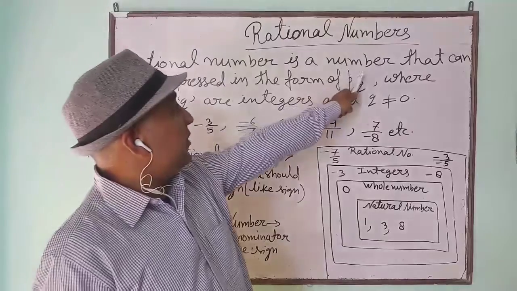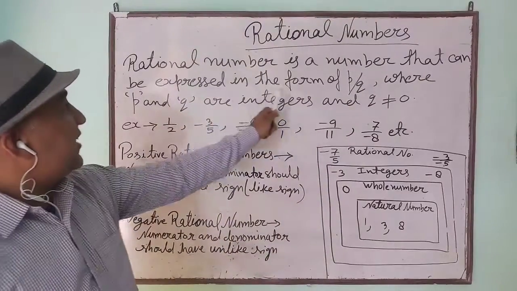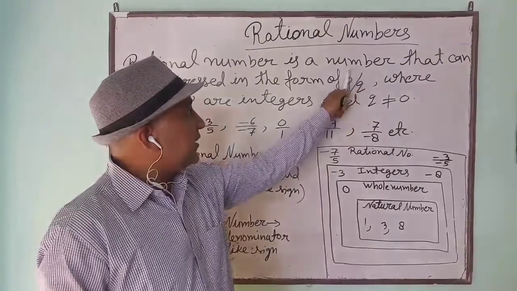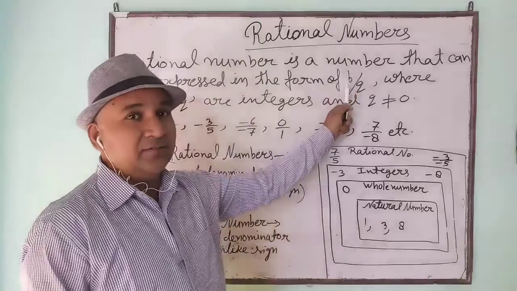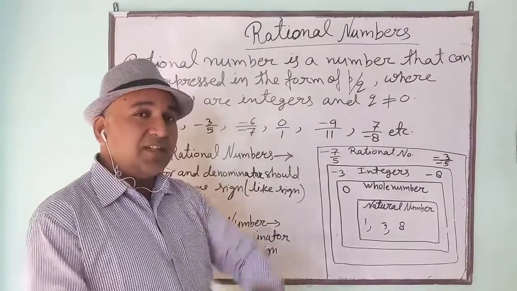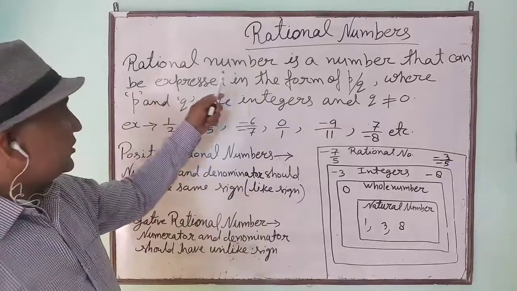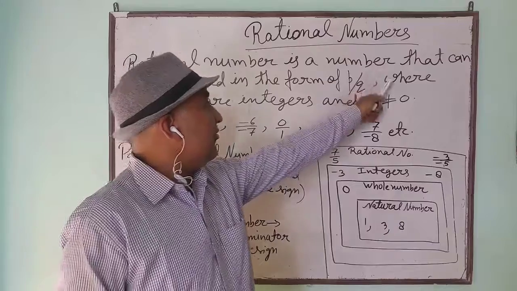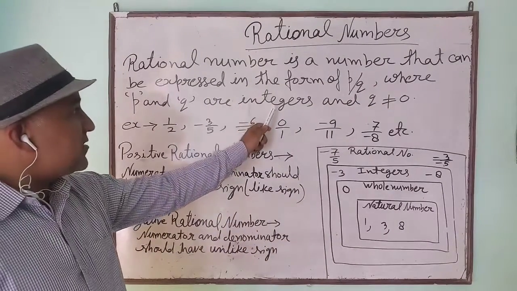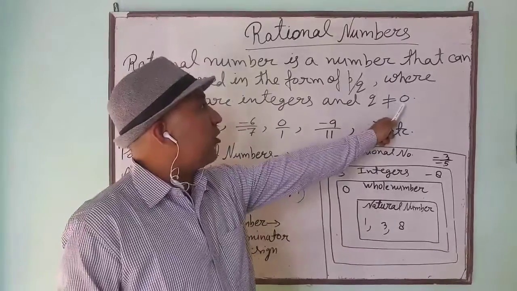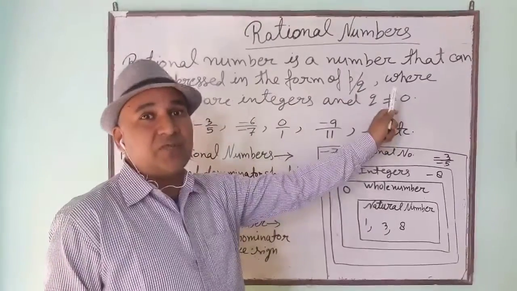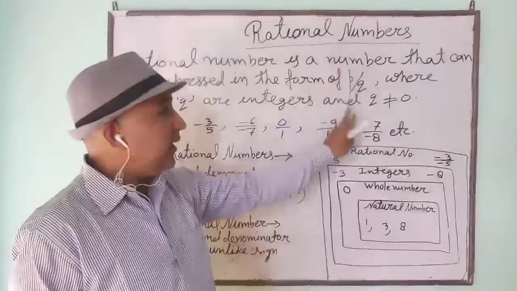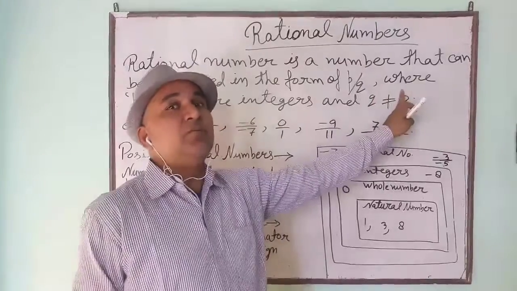A rational number is a number that can be expressed in the form of p by q. In this form, a fraction is also written. That is why I told you a rational number is very similar to a fraction. So what is a rational number? The number that can be expressed in the form of p by q, where p and q are integers and q should not be equal to 0. This is a compulsory condition. A number that can be expressed in the form of a fraction, but the denominator should not be equal to 0.